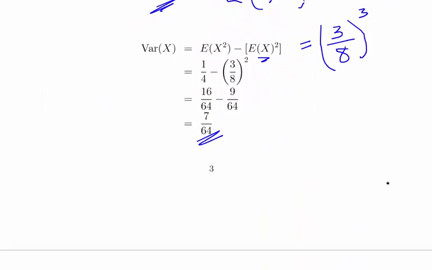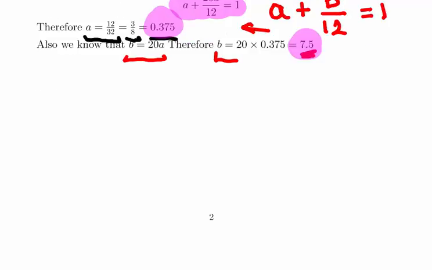Sorry, I'm just scrolling up and down there. So that's our answer to that part there, the standard deviation.